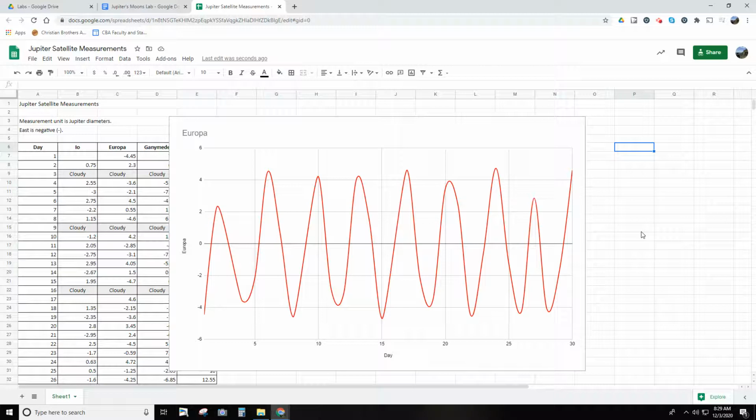All right, guys, now that we've made our graphs, we're going to analyze this data. There's a couple of things that we're going to need to get from each one of these moons. I'm showing you Europa, but you have to do this with all of them individually. So you're going to look at each one of your graphs. It's probably easiest to do this using the graph right from your Google Sheets file, because you can actually look at individual points on here.